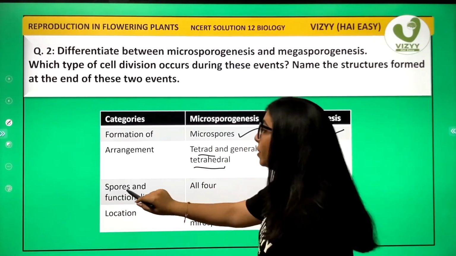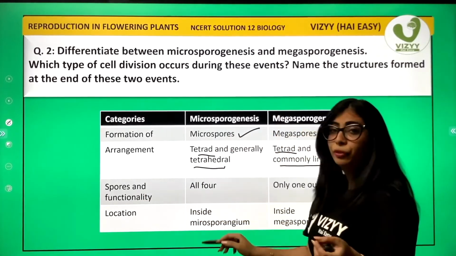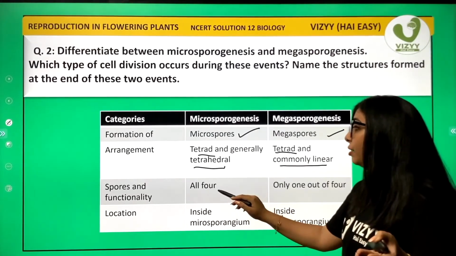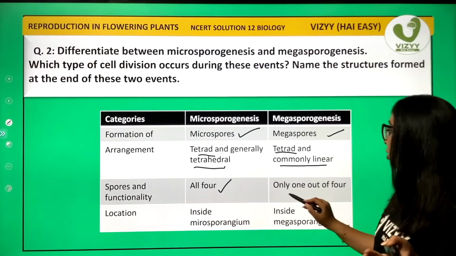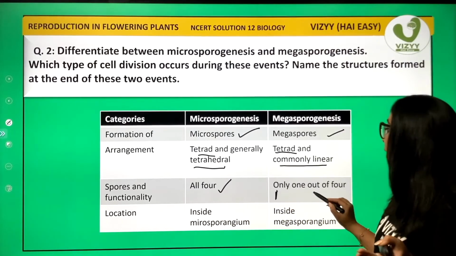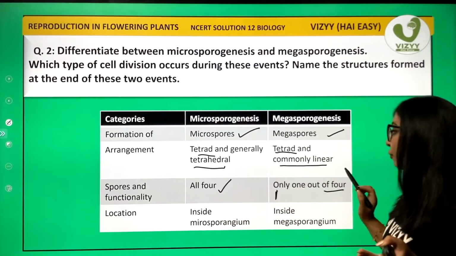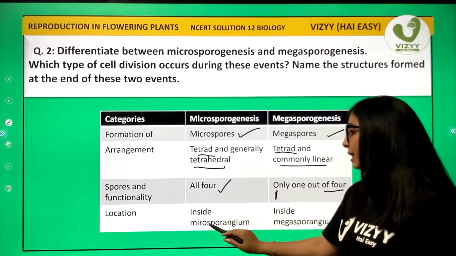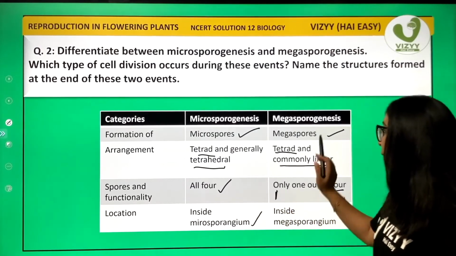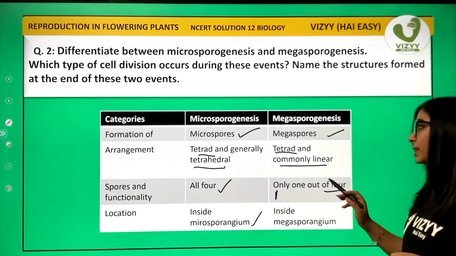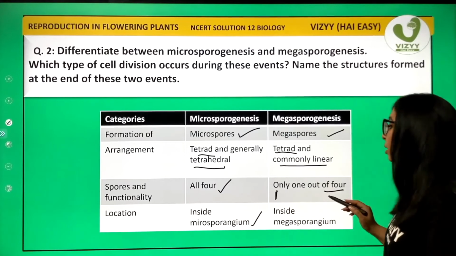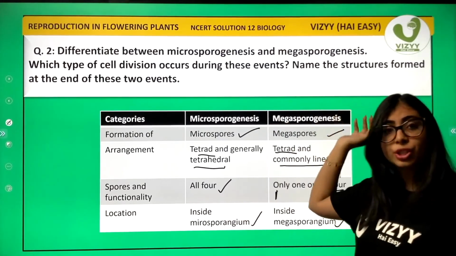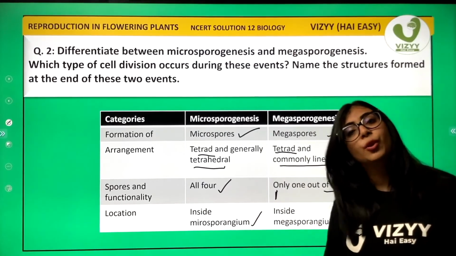Now, spores and functionality. All the 4 spores formed in microsporogenesis are functional, whereas in megasporogenesis only 1 spore formed is functional. And lastly, location. It is located inside a microsporangium, whereas megasporogenesis is located inside a megasporangium. So students, this is your question 2 done in 2 different ways. Okay.